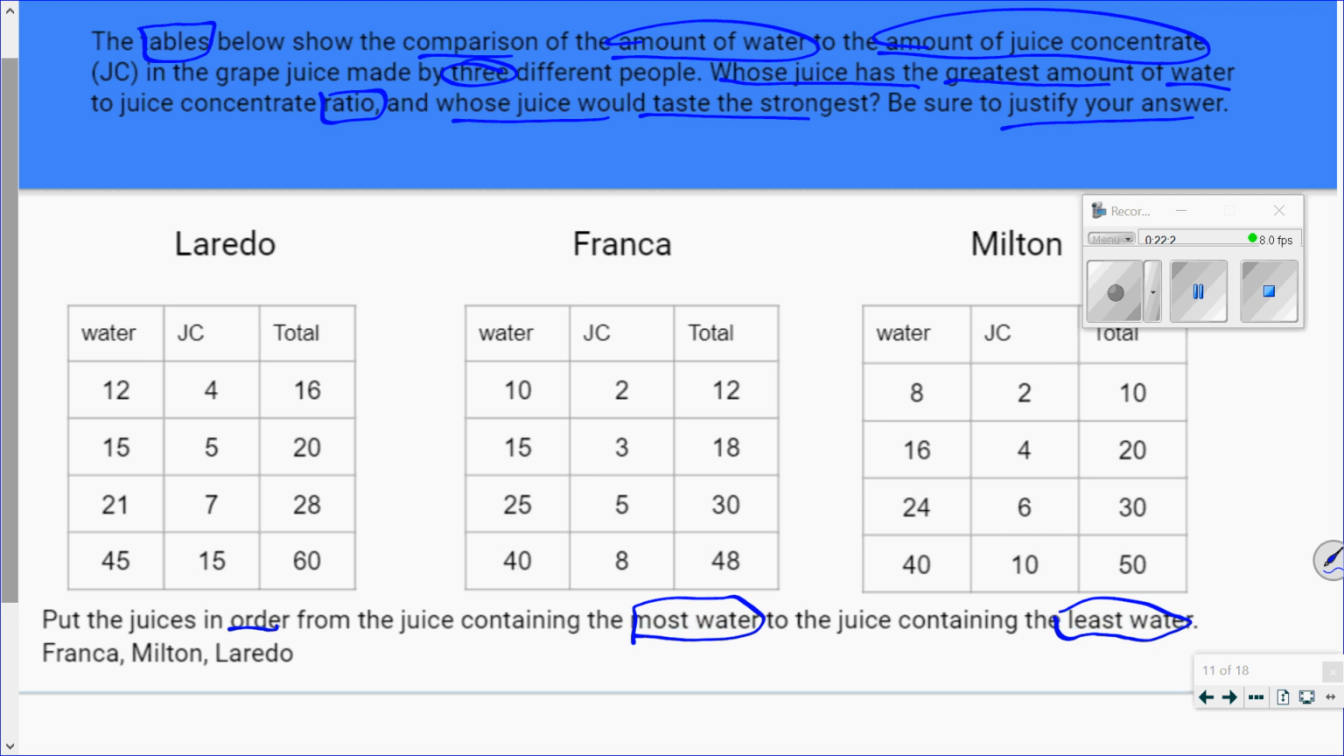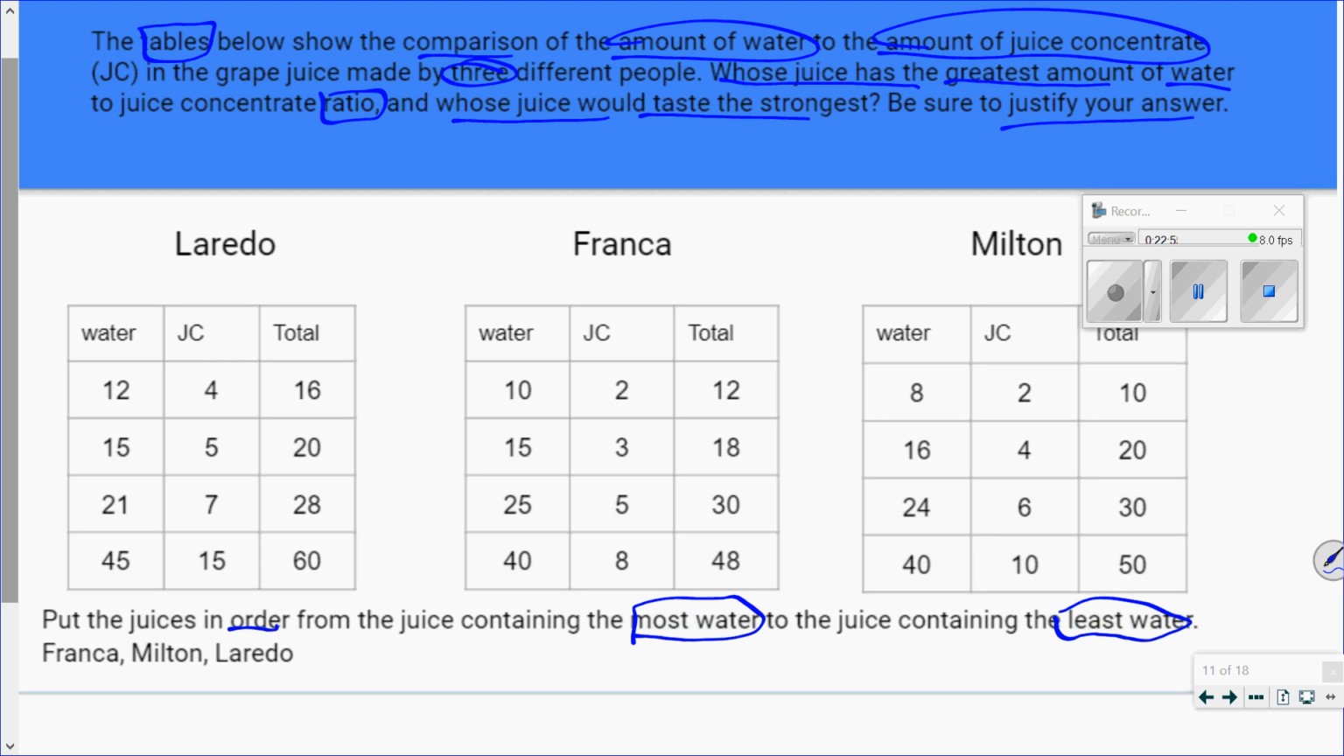Laredo's has the most water? But what's the key when we're comparing? What do I have to do to have a comparison? What do you think, Lily? Okay, I got different ratios in here, right? So I can't just look at one number. I have to look where they're the same and compare the other number. Make sense? Okay, Sarah, do you see two numbers that are the same?